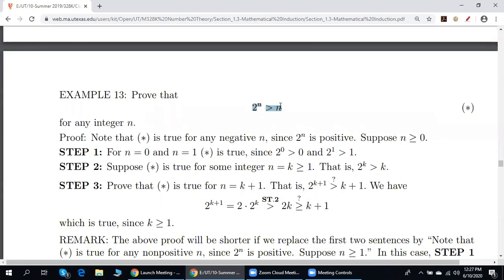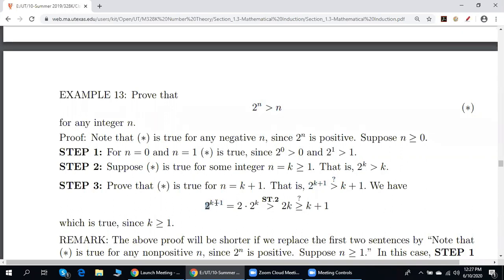Suppose this is true for some integer n is equal to k, which is greater or equal to 1. That is this. Now, let us prove that this is true for n is equal to k plus 1. Namely, this. Here's how we do it. Let us start from the left-hand side.